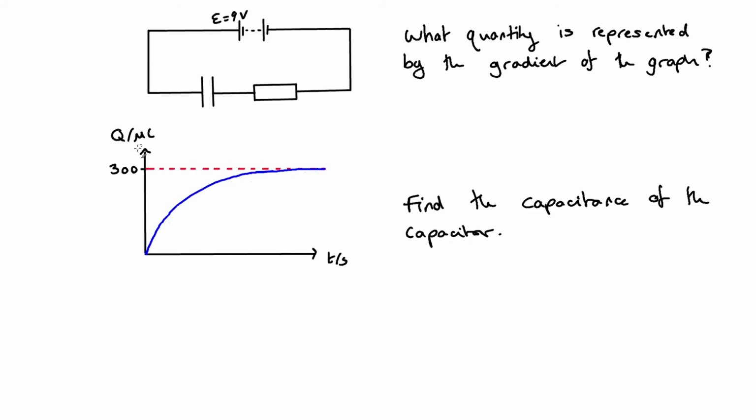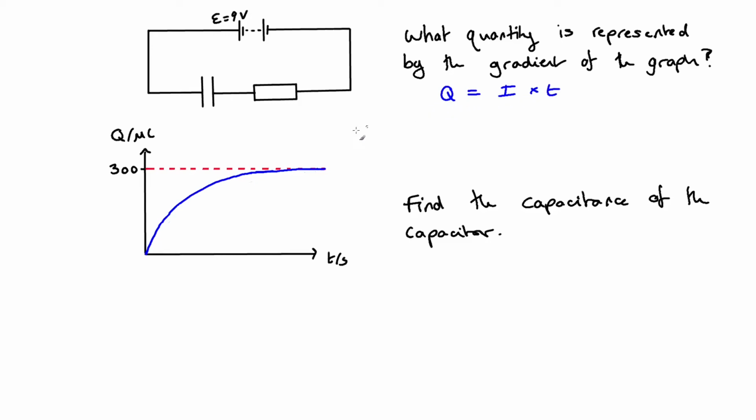If we ever get a question like that, really what we want is an equation that relates the two quantities on the y and x axis. Do we know an equation that's going to link charge and time? Well, yeah, we do really, because of course current is rate of flow of charge. So charge, Q, equals I times T.